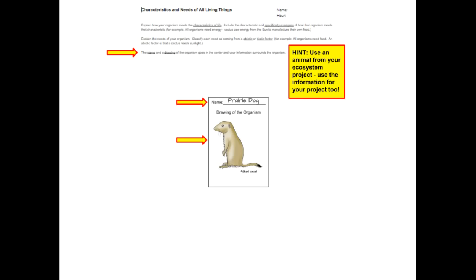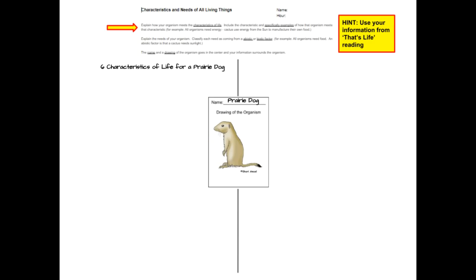Because you can kind of get two things done at once. You can get information for one of the organisms that you're doing research on for your ecosystem, and also get this little assignment done. So I would start by picking an animal. I chose prairie dog from the prairie systems, and you're going to put the name of that animal and the drawing in the center of that sheet of paper.